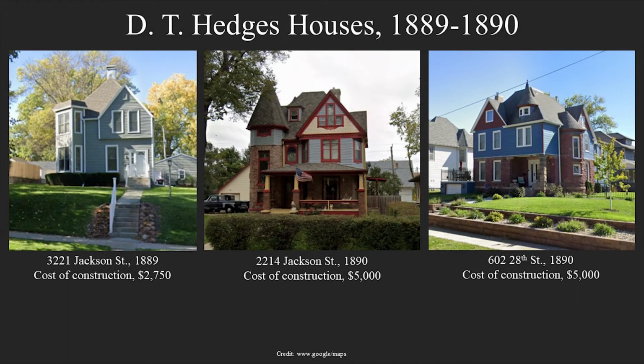D.T. Hedges. I put together a secondary list while putting this talk together of the houses in this Victorian era that he financed on their construction up and down Jackson Street. And there are many. I came up with more than 50 houses. But here are a few that are still standing. So D.T. Hedges had these houses built between 1888 and 1890, including 3221 Jackson Street, 2214 Jackson Street, 602 28th Street, all in 1888 or 1890 between $2,700 and $5,000.